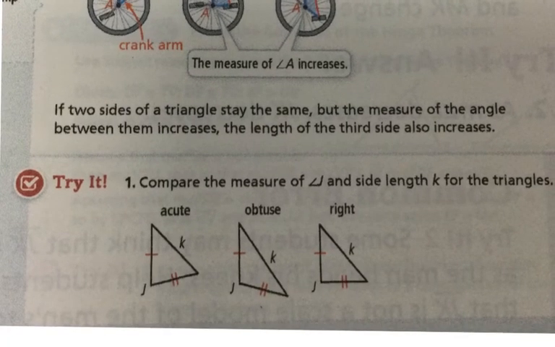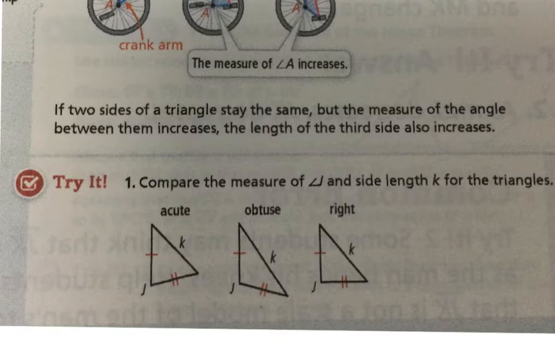It says if two sides of a triangle stay the same, but the measure of the angle between them increases, the length of the third side must also increase. So when we look at this, I want you to try this on your own. I'm going to read the question. Compare the measure of angle J and the side length of K for all the triangles. So you try to think through this. Pause the video.